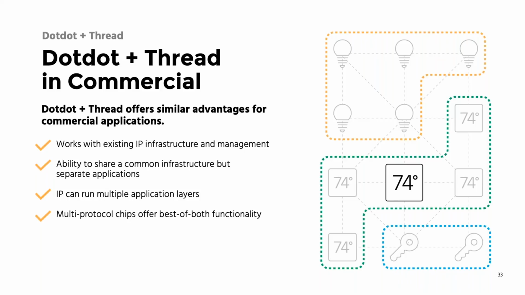And at the same time, larger buildings might want to separate devices into different operational networks with different management or security levels, or even different application layers, but still leverage the strength of the mesh. Dotdot over Thread enables this too, because you can connect multiple devices on an IP network and run multiple application layers on top, or segregate devices into their own logical networks.